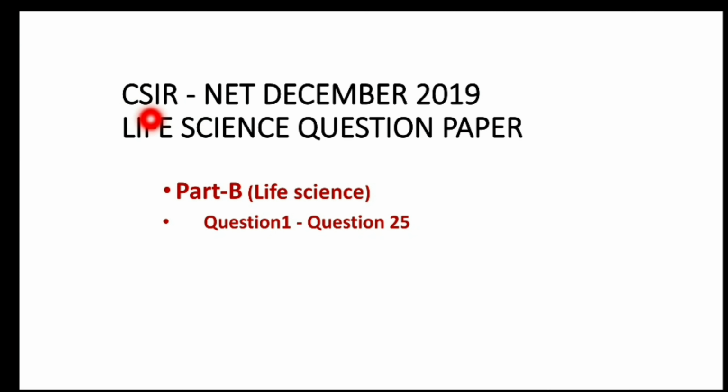Today's topic is the CSIR-NET December 2019 Life Science question paper. There are three parts in this question paper: part A, part B and part C. Today I will discuss part B, based on life science. There are a total of 50 questions in part B. In this video lecture I will discuss question number 1 to question number 25. Total 25 questions I will discuss in this video.